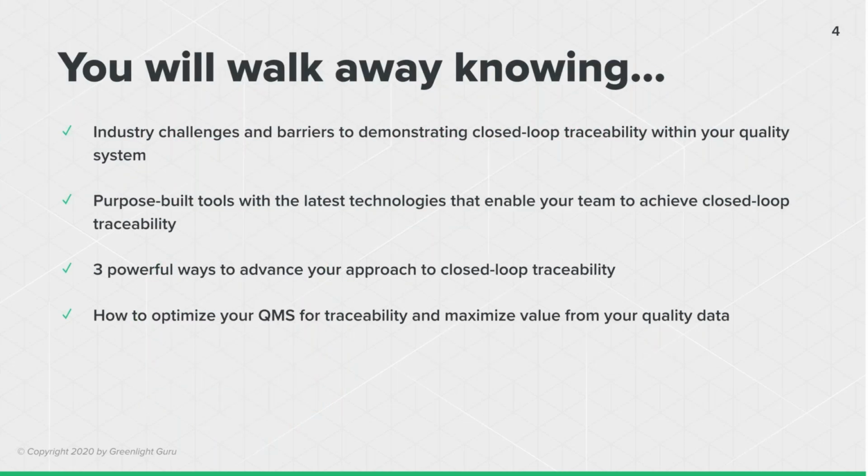After today's presentation, you will walk away knowing 4 things, and that's the goal, to touch on each of these 4 things. First, we're going to talk about some of the industry challenges and barriers to demonstrating closed-loop traceability within your quality system. We're also going to talk about some of the purpose-built tools with latest technologies that enable your team to achieve closed-loop traceability. I'm going to specifically point out 3 ways to powerfully advance your approach to that traceability using our system. And then finally, we're going to talk about how we can optimize our QMS for traceability and maximize value from your quality data.